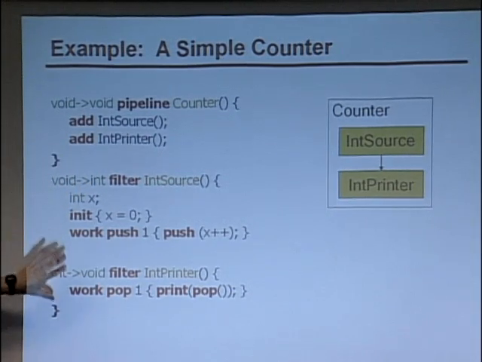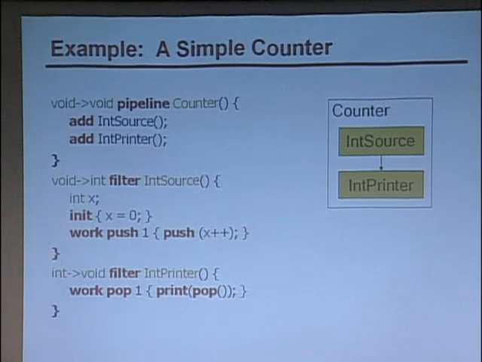And then we can write the source and the printer as filters. We call those basic building blocks filters in StreamIt. So the source will just have a variable x that it initializes to 0. And then we have a work function, which is automatically called by our runtime system every time through the steady state.